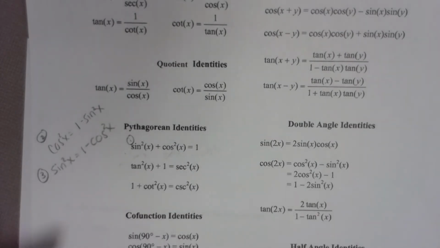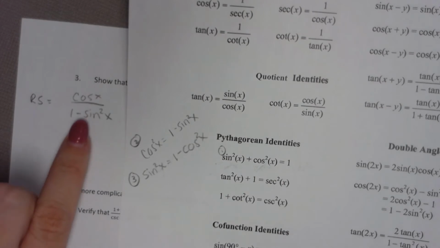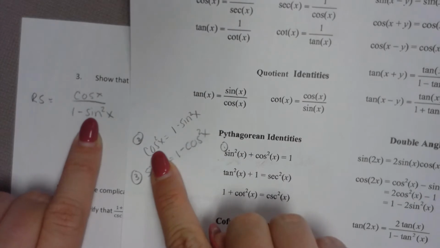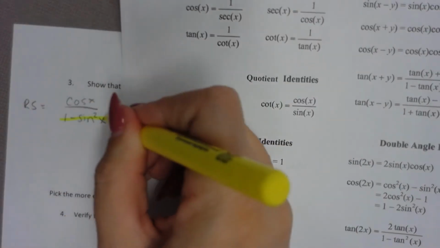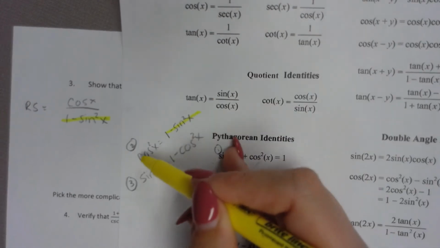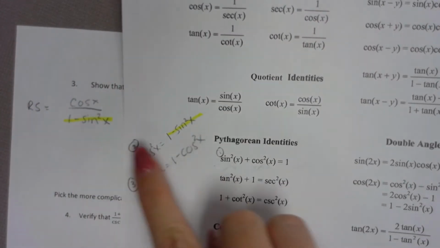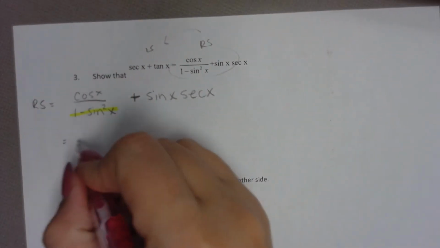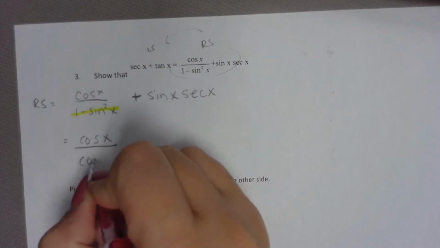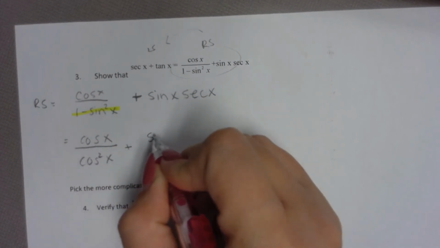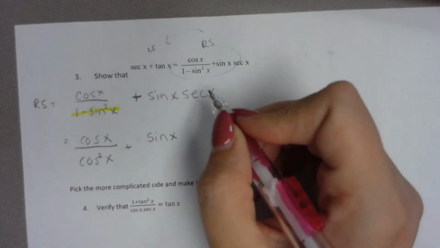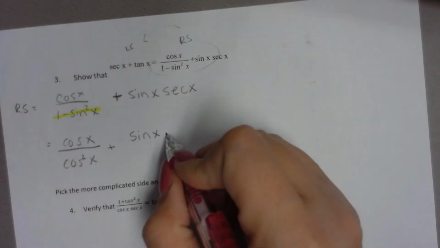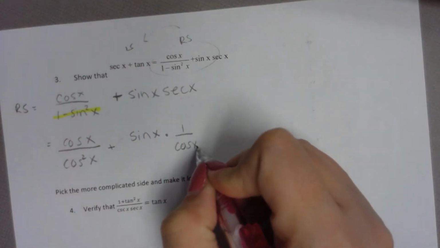So if we look, I have here 1 minus sine squared. Well, 1 minus sine squared equals cosine squared. So I'm going to change this whole thing here to be cosine squared, because 1 minus sine squared equals cosine squared. So that gives me cosine of x over cosine squared of x plus sine of x, and then we can change secant. Secant is 1 over cosine. Now that's a times 1 over cosine x.